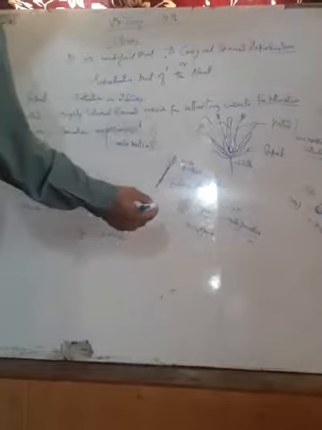Whereas in gymnosperms, this transfer takes place by wind. Sometimes the transfer takes place by other animals, rain, water, or birds. This transfer of pollen grains is known as pollination.